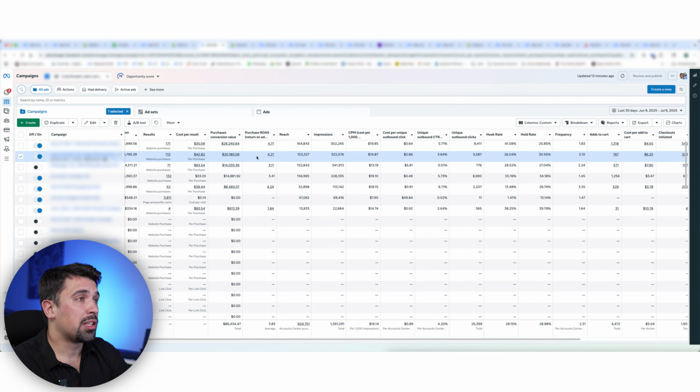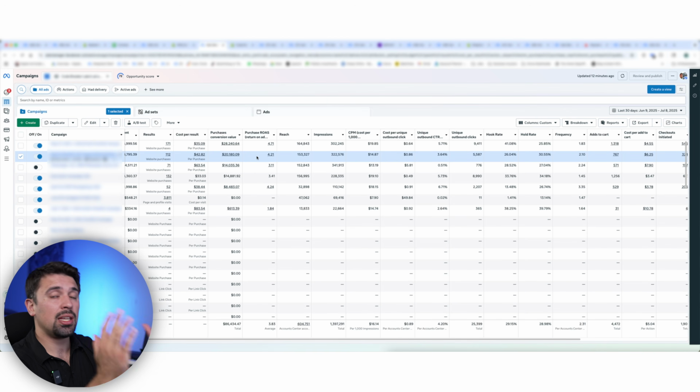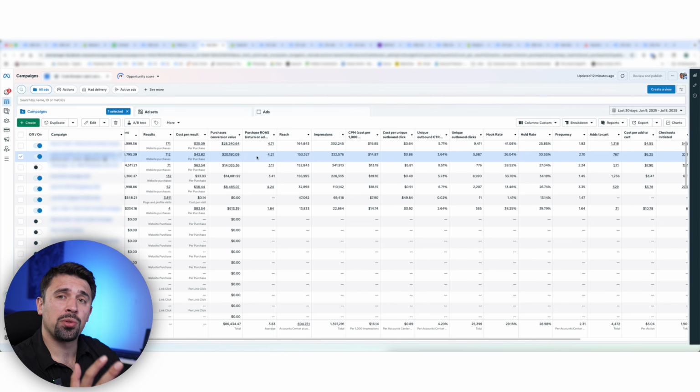So guys, that's pretty much it when it comes to the metrics in Meta Ads. This is what I look at. I like to keep it simple. I like to focus on what matters, which is those key metrics that I mentioned. And then I will also look at the full context with the other metrics. But I hope this was helpful.